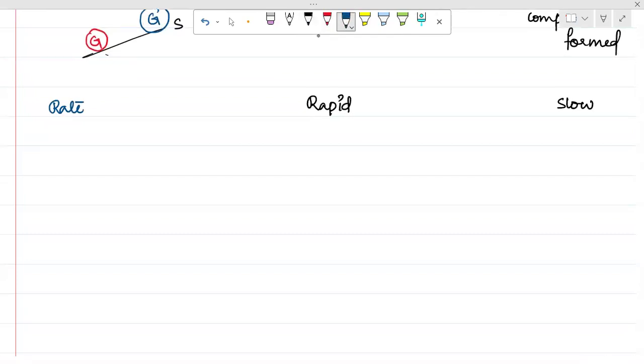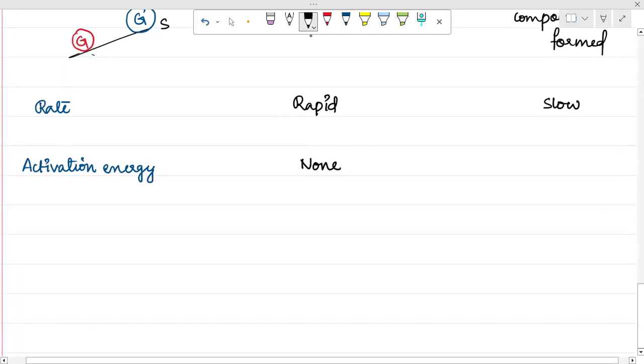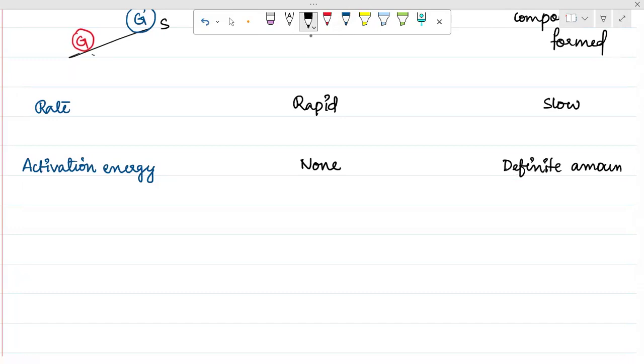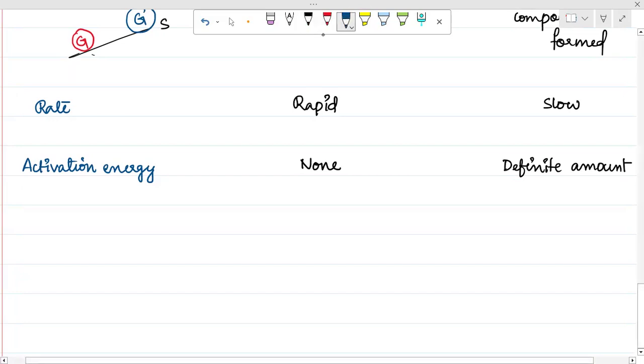Next one, activation energy. Physisorption requires no activation energy because there are only physical interactions. But chemisorption, as it is associated with bond formation, requires a definite amount of activation energy. Next, dependence on temperature. The last two points are very important.